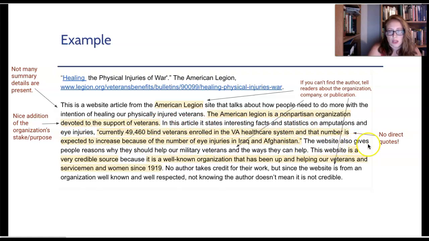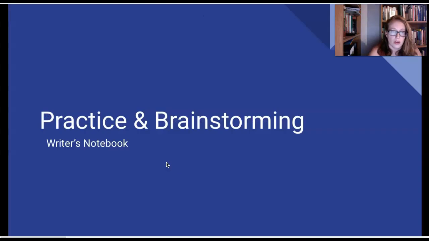We did this already. The website also gives people reasons why they should help our military. There's a little bit of the author coming out. It sounds like it's from the author. It could be why the American Legion thinks we should help our military veterans, and ways they can help. This website is a very credible source. You shouldn't have to say that, because it is a well-known organization that has been helping our veterans and servicemen since 1919. This is helpful information. It's good to include information about the organization or news source, especially if there's no direct author.